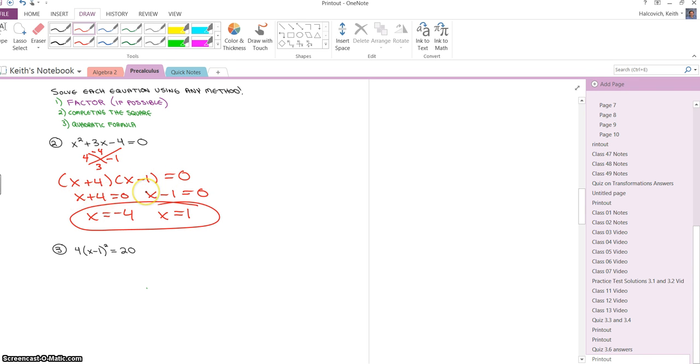If you look at this one here, if there's a quantity squared, you're going to do completing the square. Now, you don't have to do a whole lot other than divide by 4 to get the squared quantity by itself. And then take the square root of both sides. And remember the plus or minus. So you get x minus 1 equals plus or minus the square root of 5. Add 1 to both sides, so you get x equals 1 plus or minus the square root of 5.